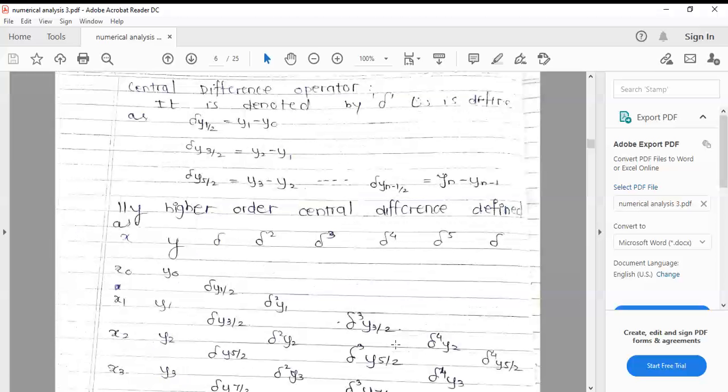Okay, let us go to the next one, the central difference operator. The central difference operator is denoted by delta, and delta y half is y1 minus y0. Again, those values are the same but the notations are different. So how is it going to work? Here it is half; half plus half will be 1, half minus half will be 0.